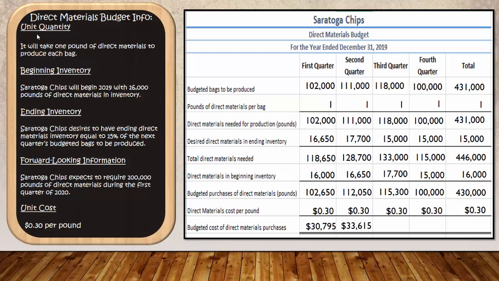So in the second quarter, we need to buy 112,050 pounds of materials. When we multiply that by 30 cents, we come up with a budgeted cost of direct material purchases for the second quarter of $33,615. For the third quarter, we have 115,300 pounds of materials that need to be purchased. At 30 cents per pound, that means we're going to spend $34,590. And in the last quarter, to get our 100,000 pounds of materials, we're going to have to spend $30,000, which means that our total direct material purchases for 2019, Saratoga Chips is going to spend $129,000 acquiring direct materials.